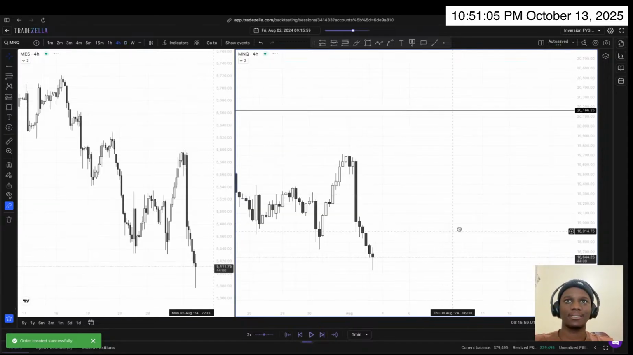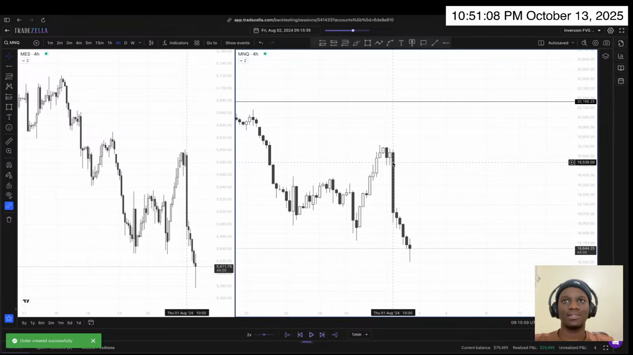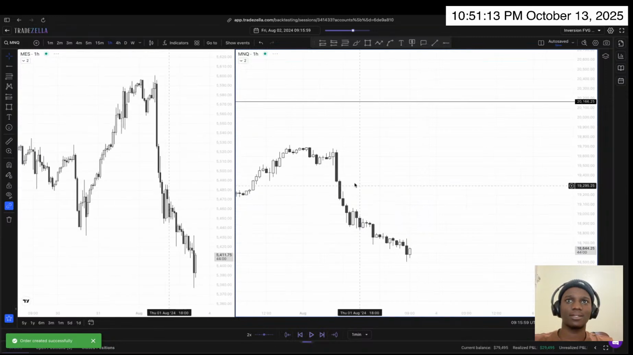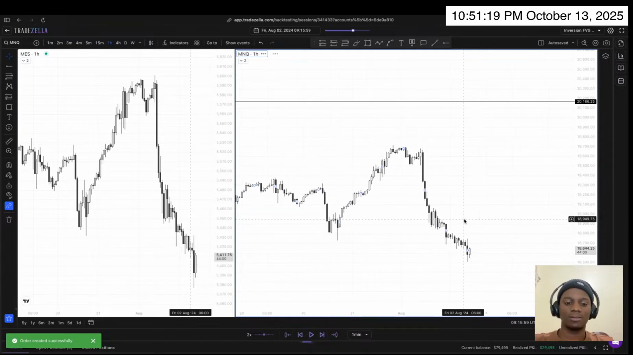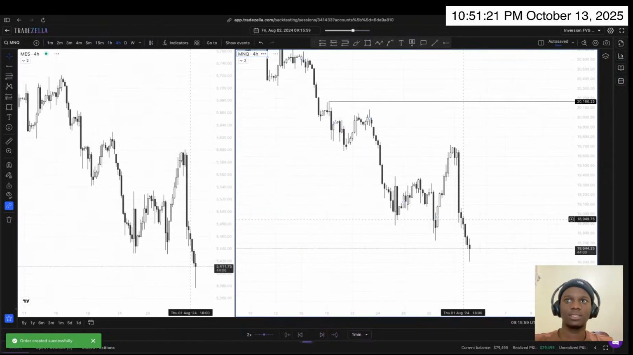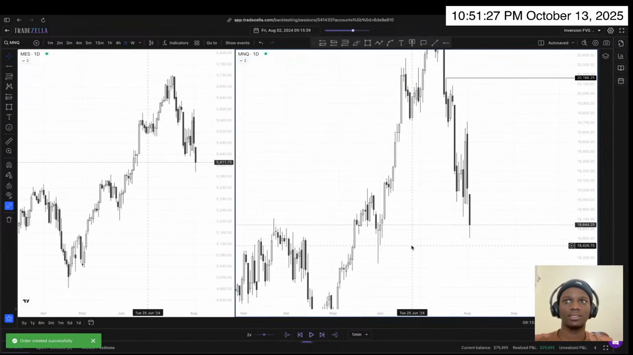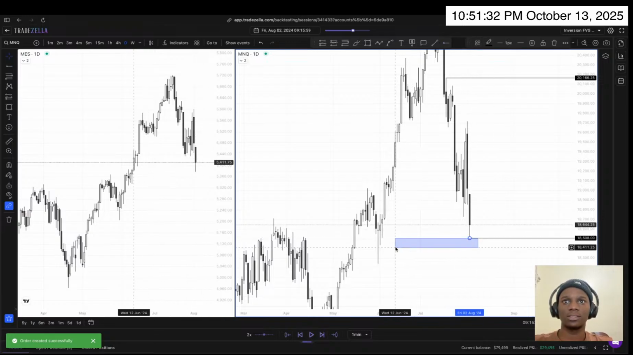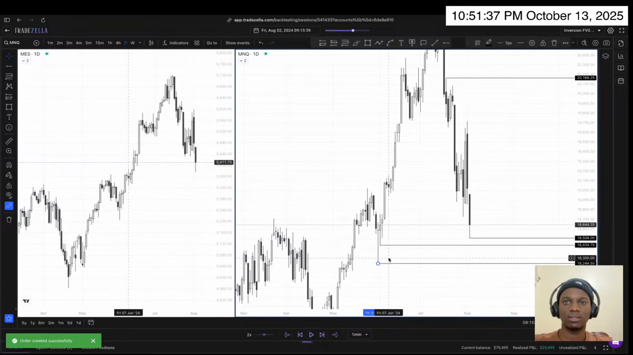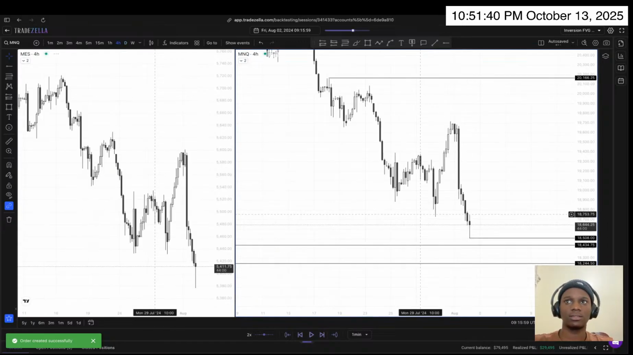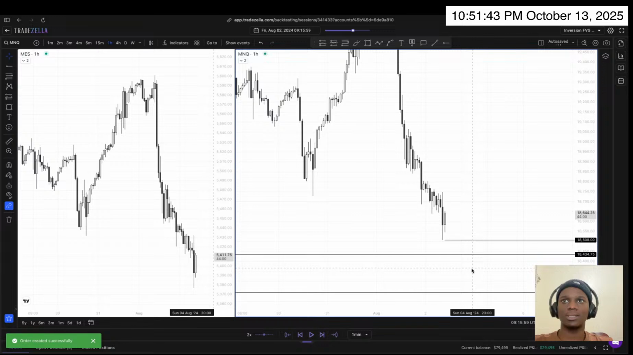4 hour. Look at this drop yesterday, man. This is insane. So I still think we're bearish, and check the daily. Obviously my targets will be the daily targets. From here, so now I have some highs here.